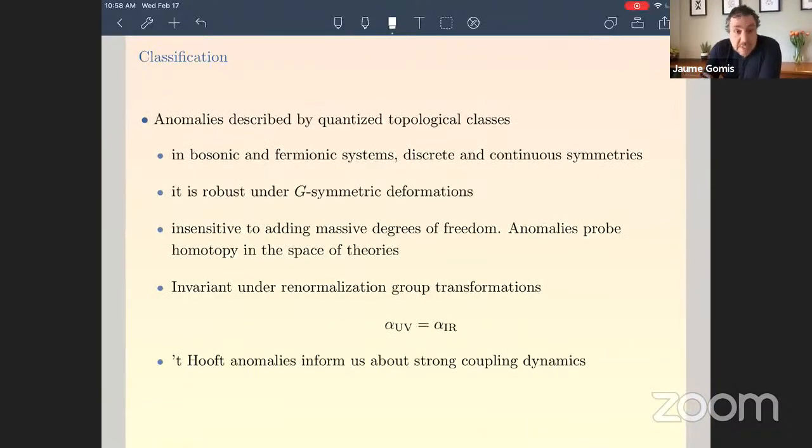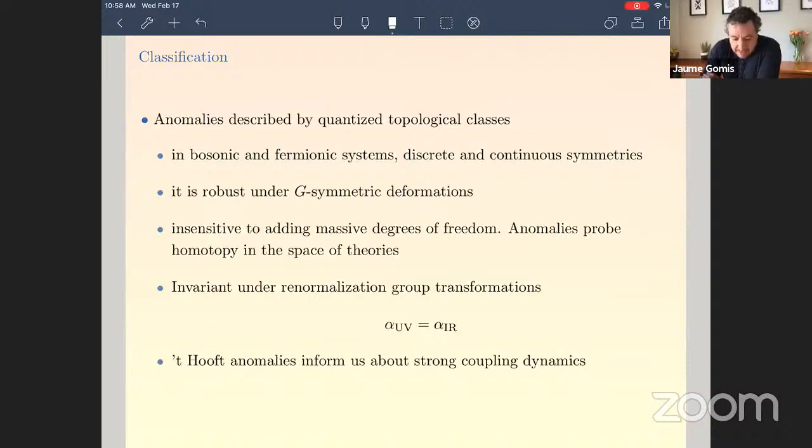Okay, so since anomalies are classified, they have a cohomological flavor, they're described by quantized topological classes. The thing that is not in the text, but will be, is that historically anomalies only happen in systems with fermions, like the triangle anomalies you learn in field theory. But anomalies can happen not only in fermionic systems, but also in bosonic systems, and both for discrete and continuous symmetries.